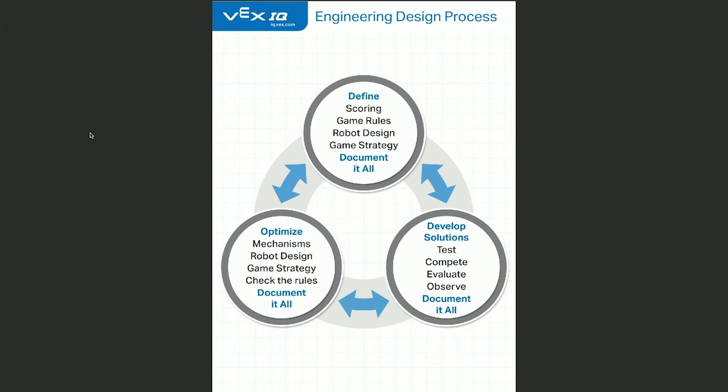And then observe: what are the other people doing? You could have one person on your team that's just in charge of scouting, and they can go and watch other matches and see what other robots in your classroom are doing, and then see how you can apply those concepts to your own robot design. So observation is very, very important.